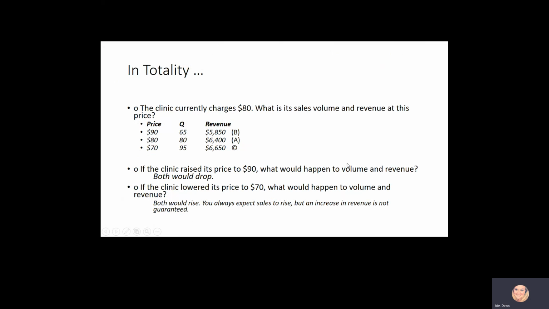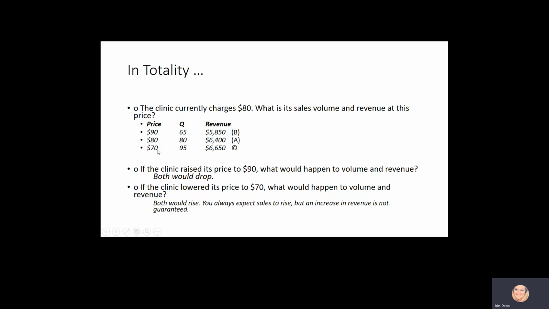In totality, the clinic currently charges $80. What is the sales volume and revenue at this price? Here is a little chart I made at $80, which was our first equation, at $90, which was our second one, and at $70. And as you can see, at $80, we were doing okay, $6,400, not bad. We had 80 customers. That was pretty good. When we raised the price, ultimately, we lost 15 people. They said, the heck with you. You're too expensive now, right? Or whatever the case may have been. There was some kind of opportunity cost there.